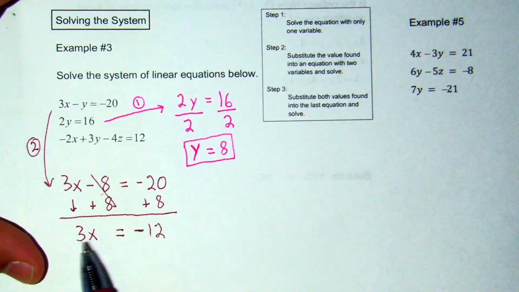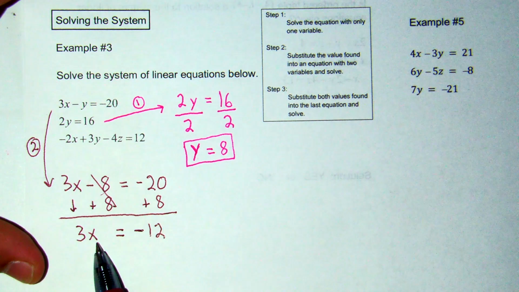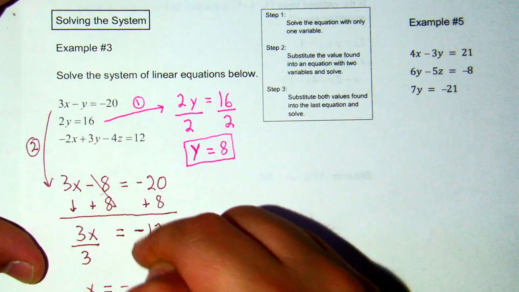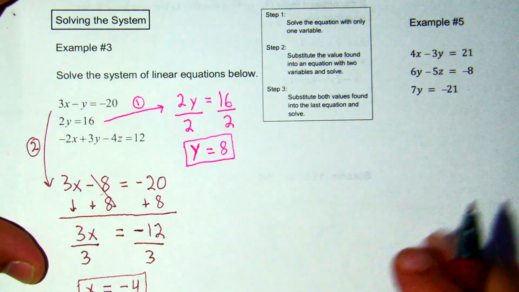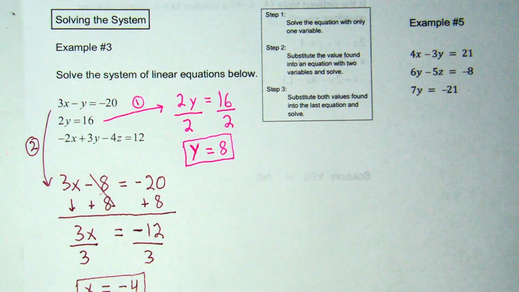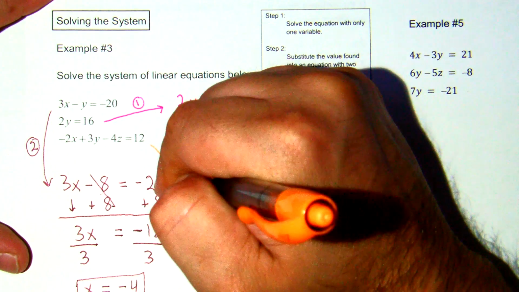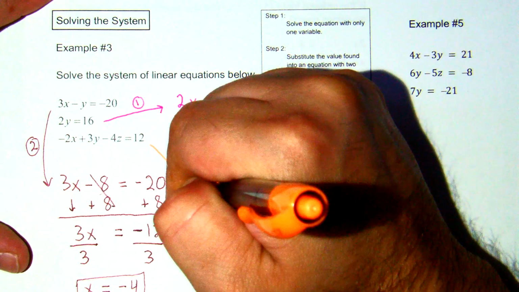Like the first step, here the 3 and the x are multiplying, so we undo the multiplication by 3 by dividing by 3. And so x equals negative divided by positive is negative, and 12 divided by 3 is 4. So now we know that x equals negative 4. We can continue this process by finding the last letter that we're missing, which right now is z. So we come to this last equation that has all of the variables in it.